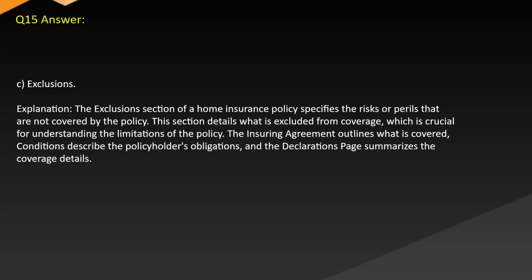Answer. C. Exclusions. Explanation. The exclusions section of a home insurance policy specifies the risks or perils that are not covered by the policy. This section details what is excluded from coverage, which is crucial for understanding the limitations of the policy. The insuring agreement outlines what is covered, conditions describe the policyholder's obligations, and the declarations page summarizes the coverage details.